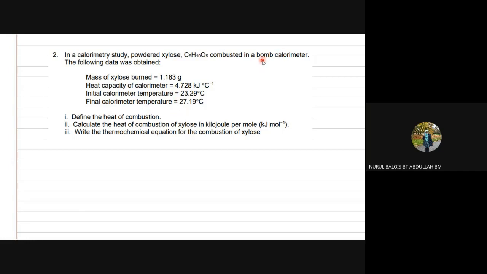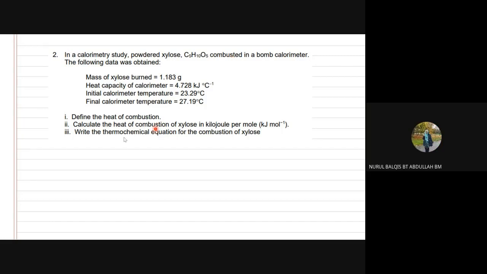Okay, so bila sebut bomb calorimeter, what comes to your mind mestilah combustions kan? Dia dah cakap juga combusted. Okay, bila combustion, the heat must be released, absorbed or heat change? Kalau combustion, heat released.